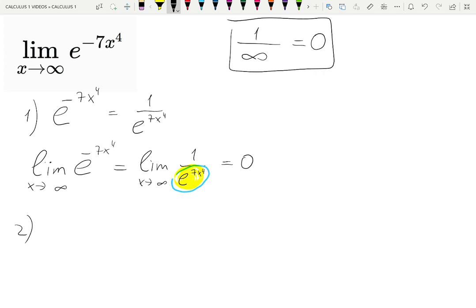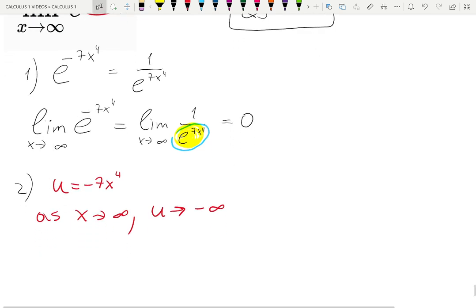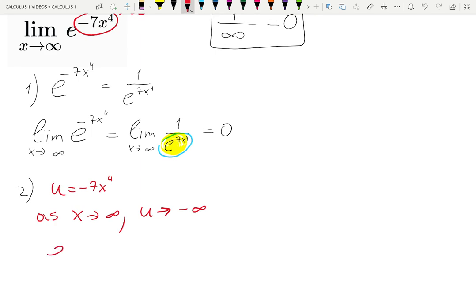You can also see it this way. You can imagine that this part, negative 7x to the 4, we can call it u. It's kind of like the u substitution idea. If u is negative 7x to the 4, then what happens as x goes to infinity? u goes to negative infinity, right? So now we just need to figure out what is happening with e at negative infinity.